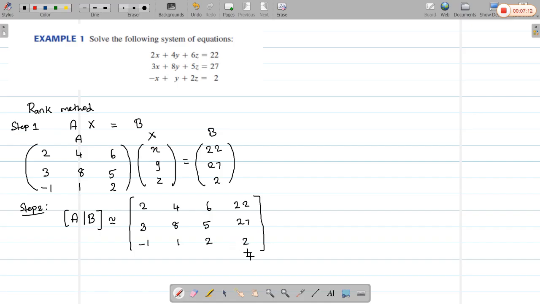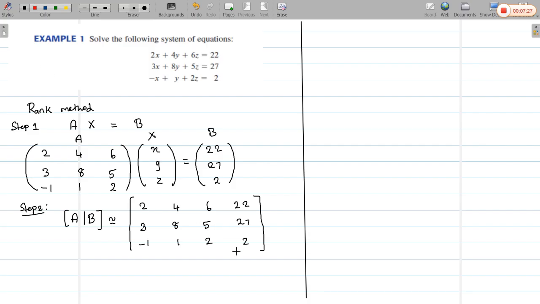Clear? Now, after you construct an augmented matrix, we are going to apply the row echelon method so that we reduce this matrix to a simplified form to get the result. I'm going to reduce this matrix using the method called the row echelon method. What is the row echelon method?